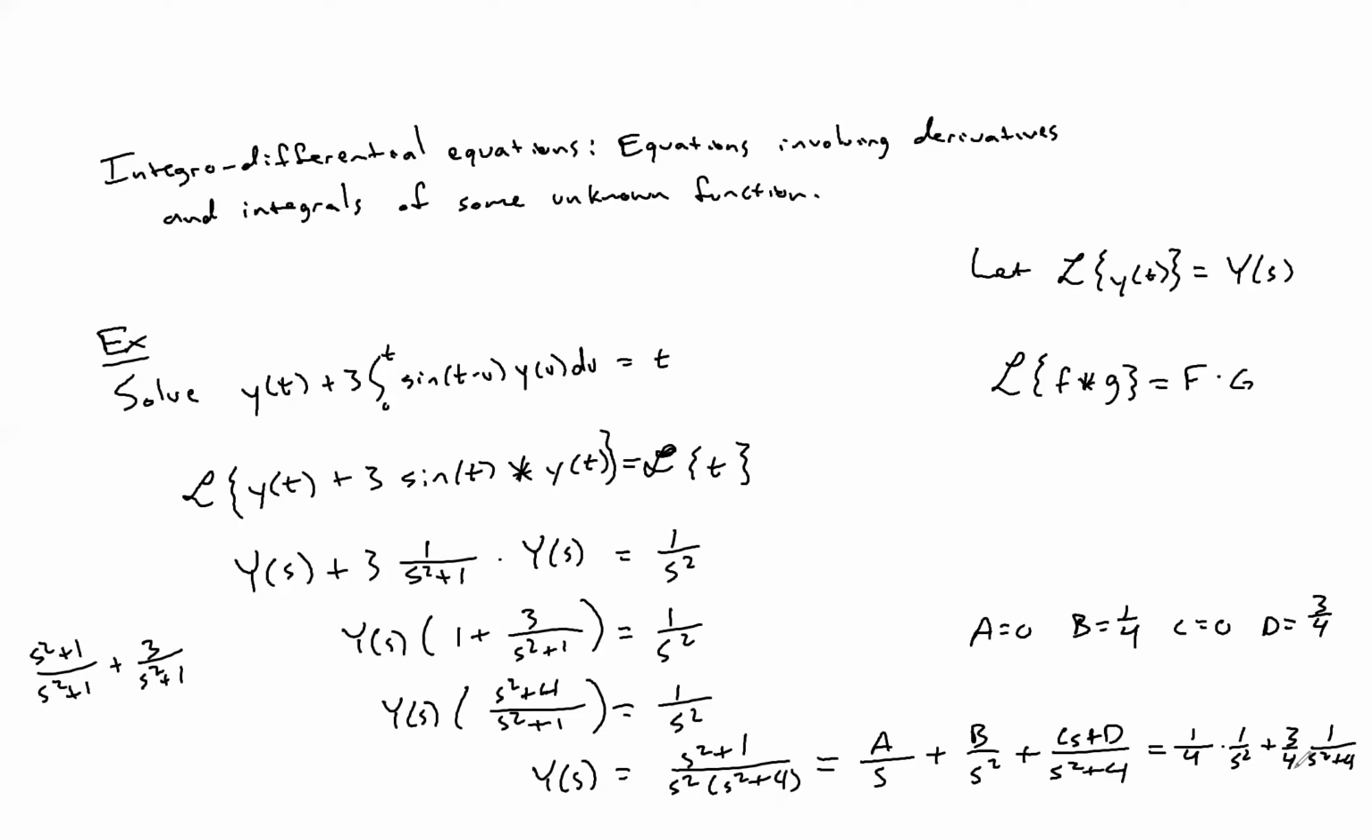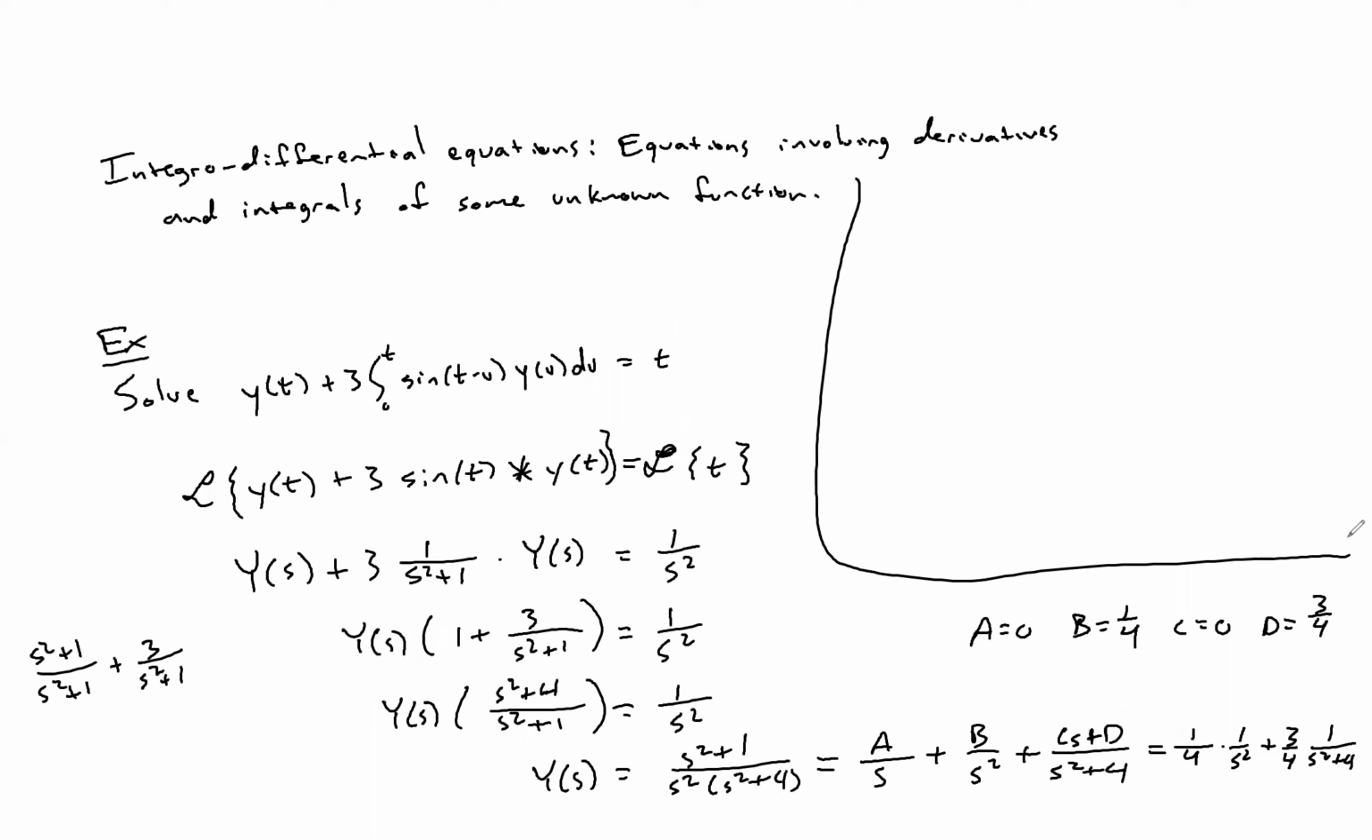All right, now let me make a little extra space to finish this up. So where we are right now is we have capital Y of s equals exactly what we got after our partial fraction decomposition down here in the corner: 1/4 times 1 over s squared, plus 3/4 times 1 over s squared plus 4.